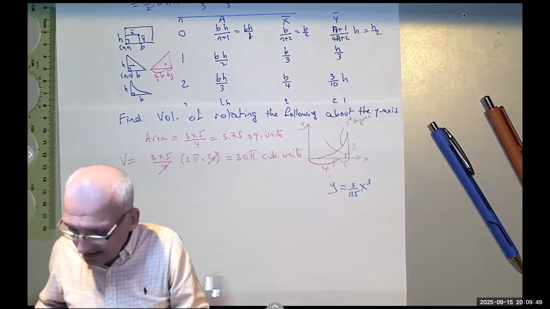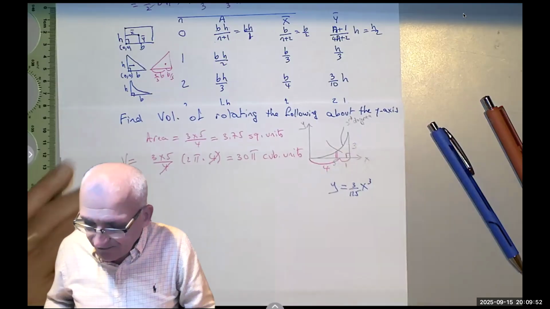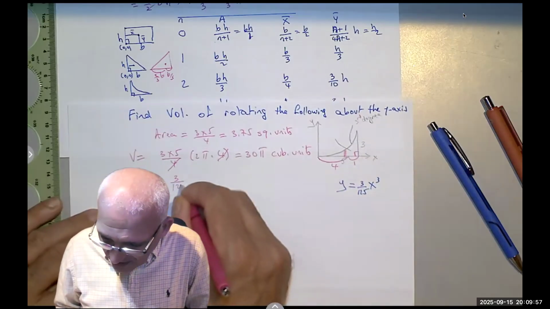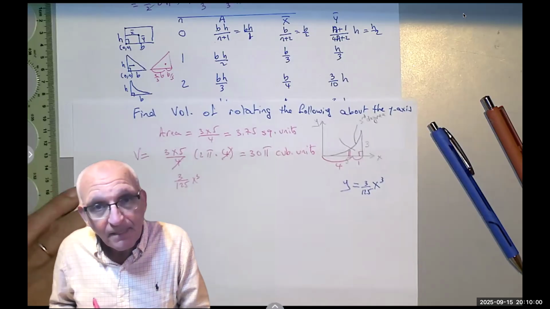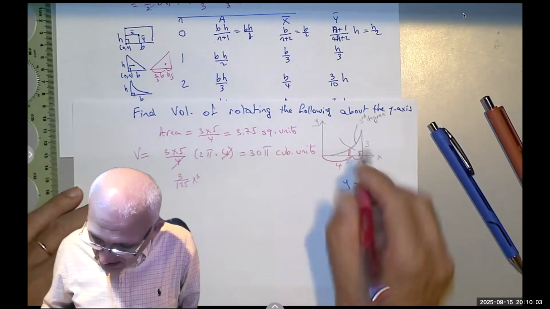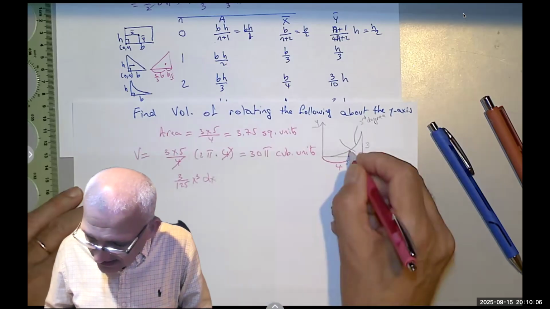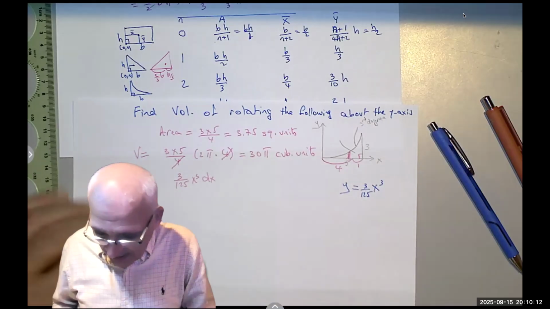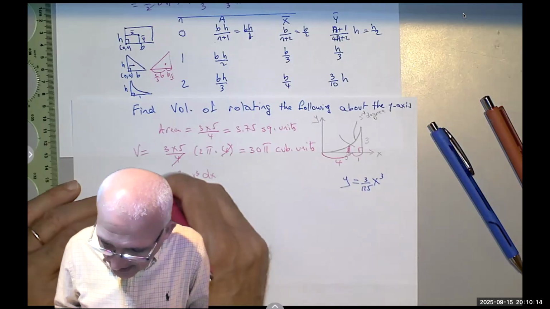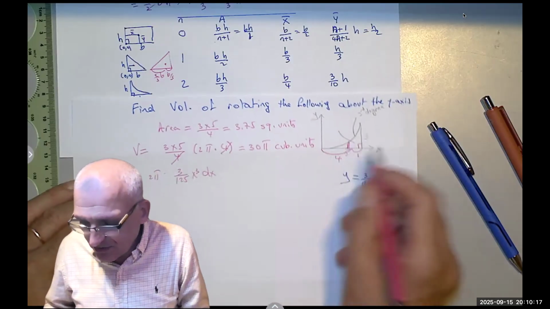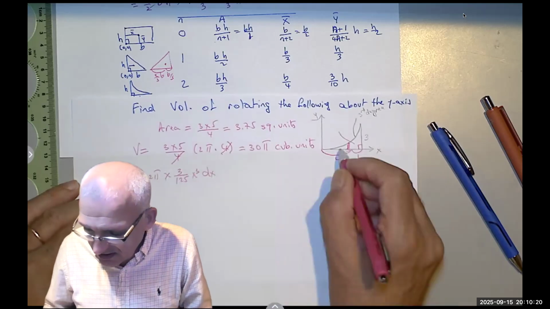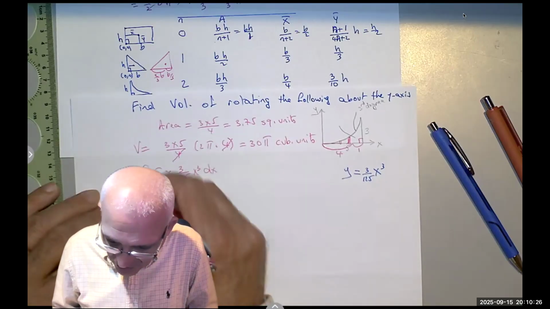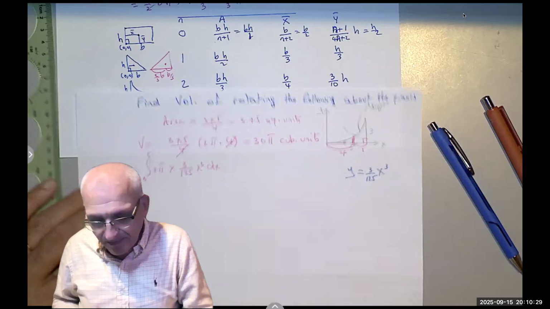The shells method would be much easier than the method of washers, right? Because I don't need to subtract anything. So I'm going to take a piece like that. The height is 3 over 125 x cubed, times dx, that's this shape. But when I rotate that about the y-axis, I will get 2 pi times x, because every piece is x away from the y-axis. If I integrate that from 0 to 5, I should get the volume.